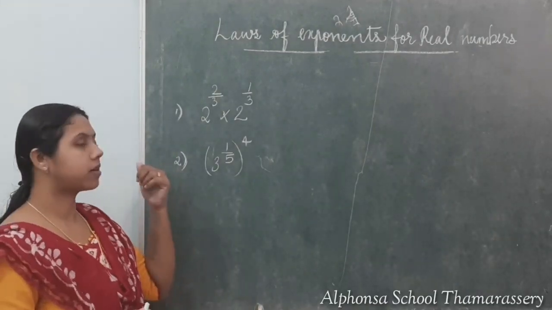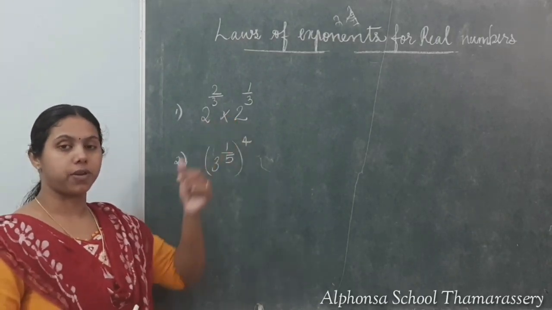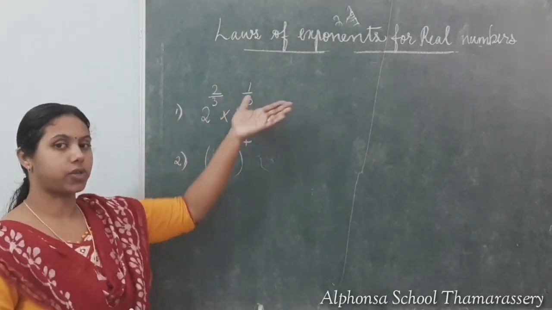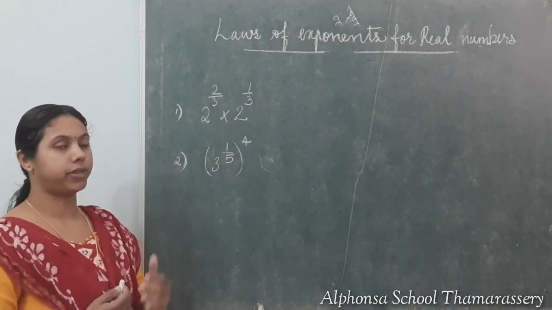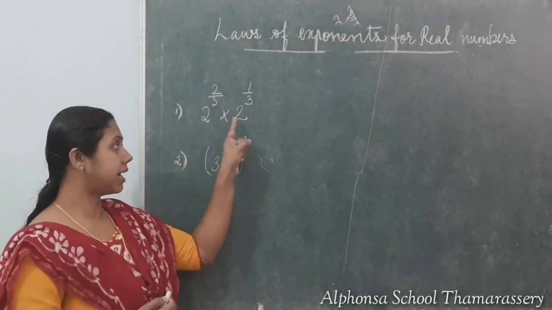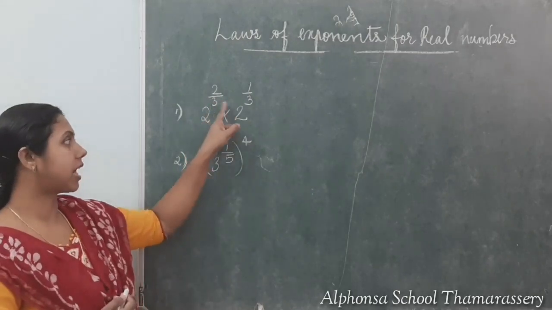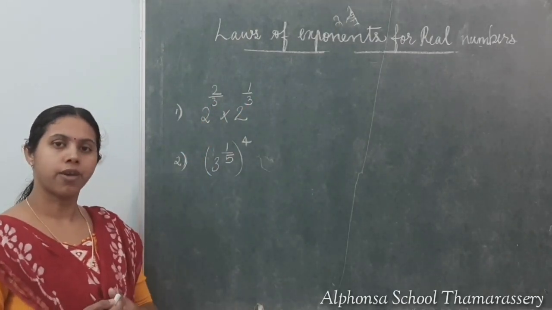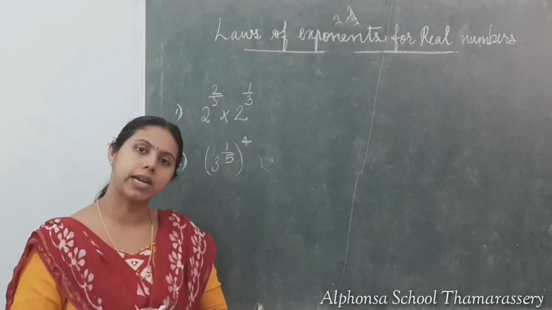Suppose, how do you compute this type of exponents? Suppose the exponents are extended to the rational numbers. How can we compute this? Even when the bases are positive real numbers and the exponents are rational numbers, we can compute using the laws of exponents that we have studied earlier.